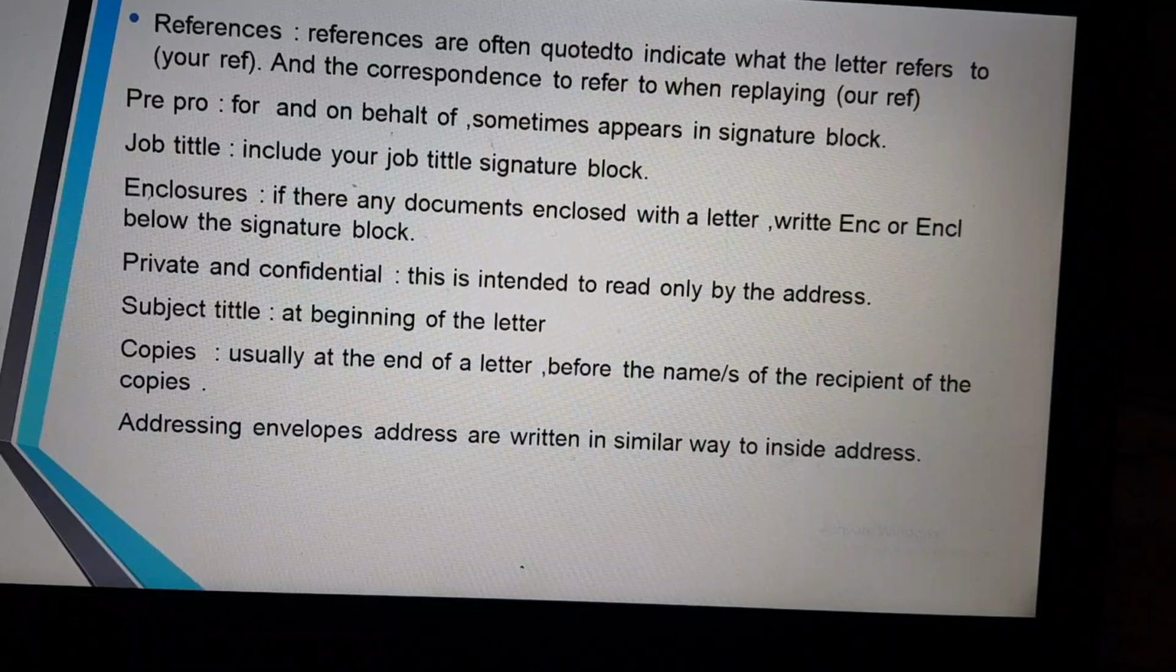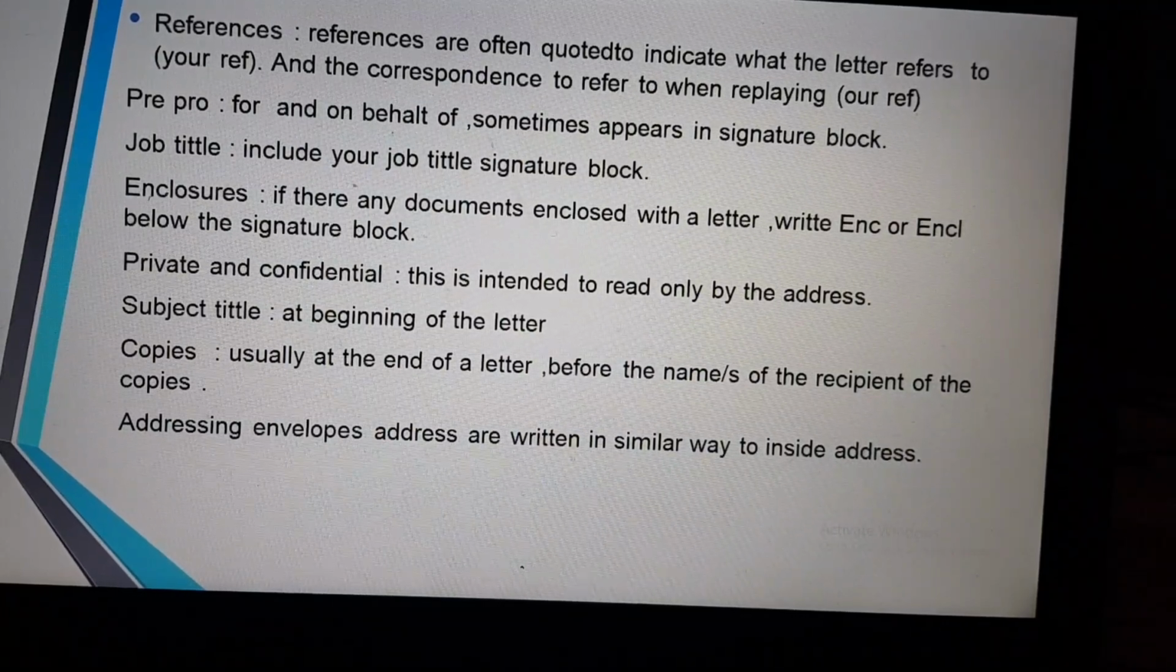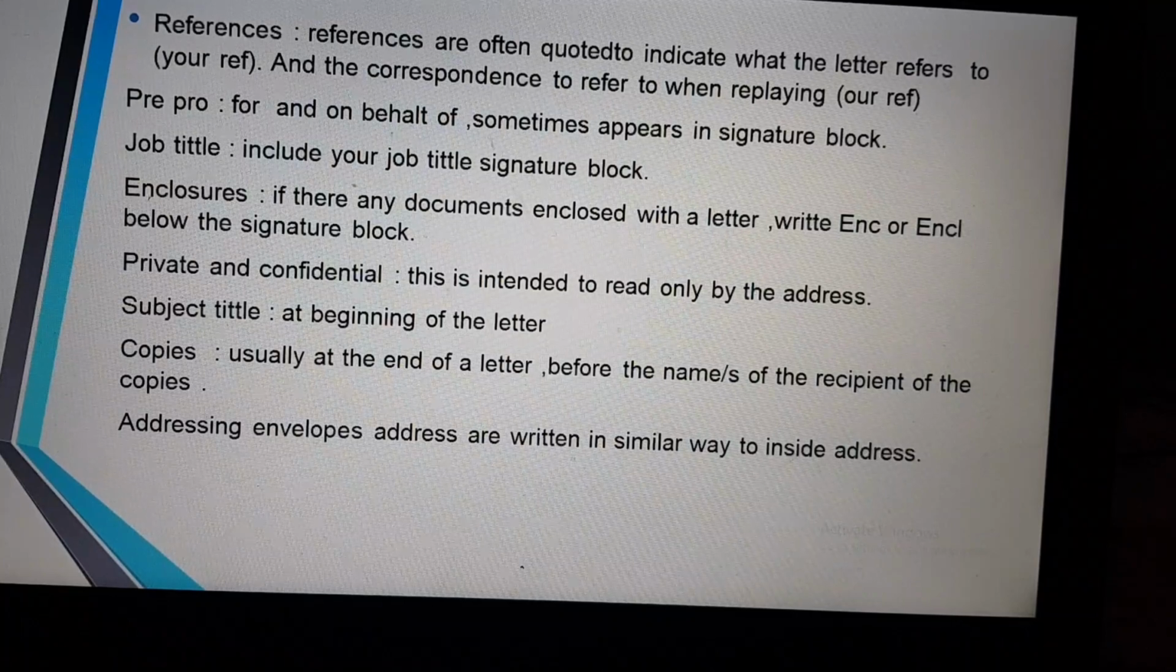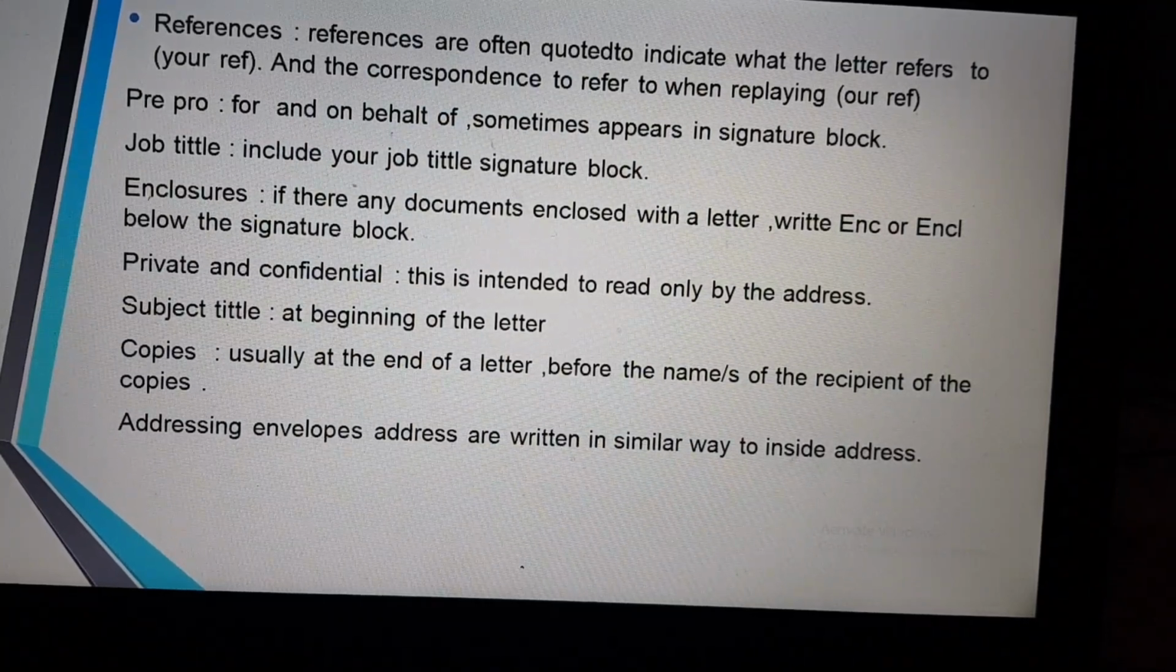Job title: include your job title in the signature block. Enclosures: if there is any document enclosed with the letter, write it below the signature block. Private and confidential: this is intended to be read only by the addressee.